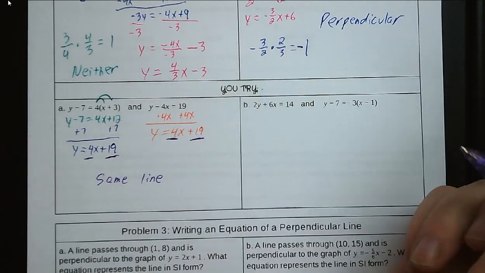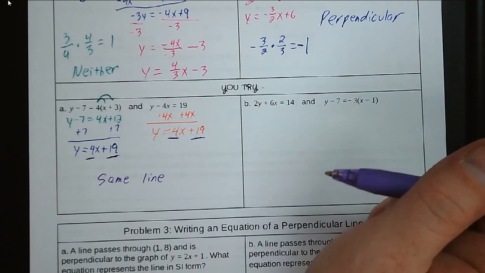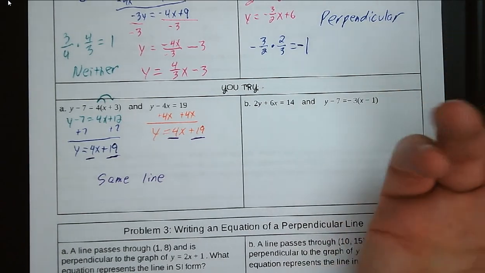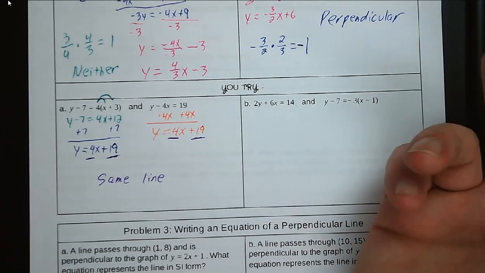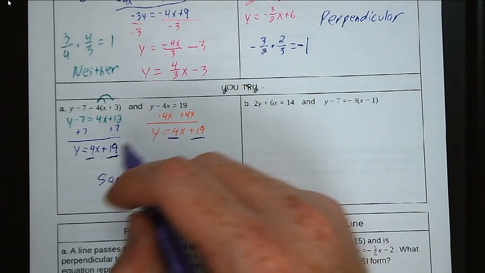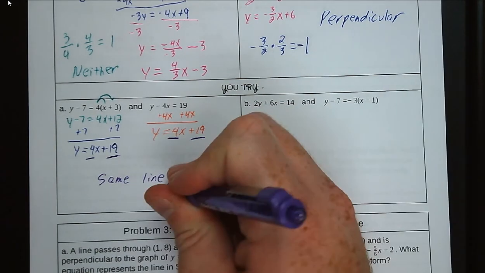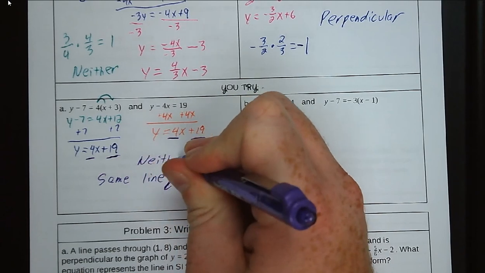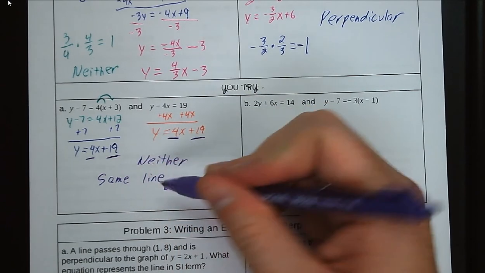So I would not say that they're parallel. They are the same line. I guess technically you could kind of sort of maybe say they're parallel, but a parallel line would have to have different y-intercepts, and they don't. They have the same y-intercept. So it is neither, because they are the same line.